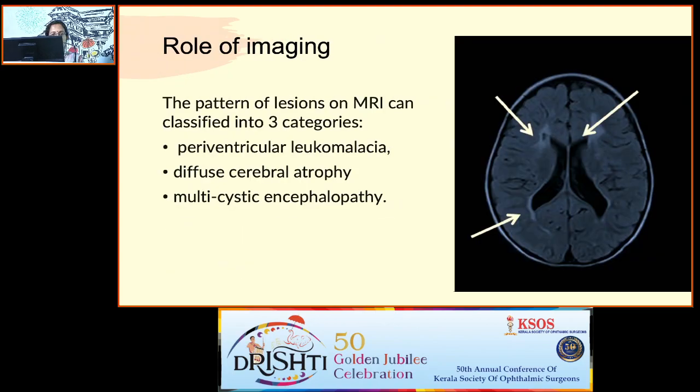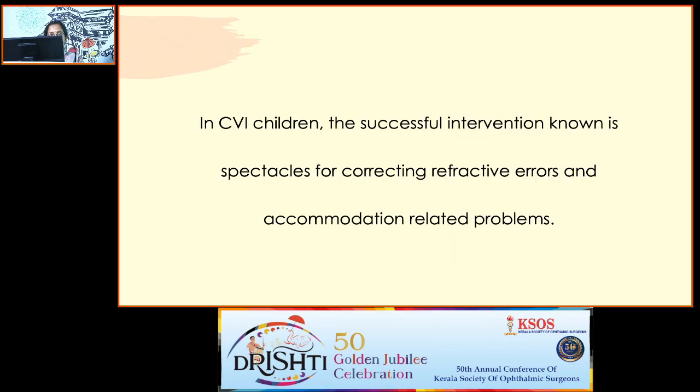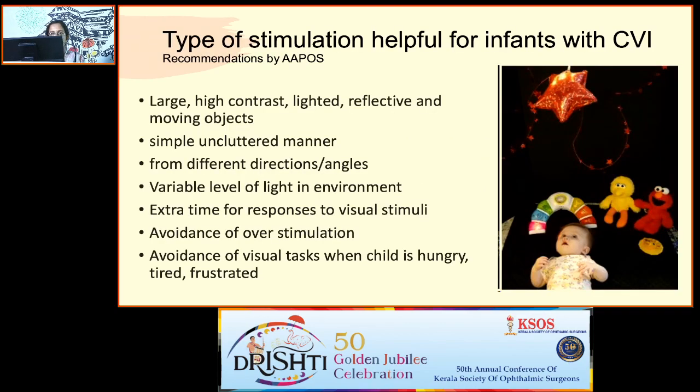Imaging has a definite role. These are the different categories of pattern of lesions which we can expect in imaging. The successful intervention known is spectacles in correcting the refractive errors and accommodation related problems. This is something which requires mention. When you go for visual stimulation exercises in infants with CVI, make use of large, high contrast, lighted, reflective, moving objects in an uncluttered environment from different directions with variable level of light in the environment, and avoid overstimulation, and avoid these when the child is hungry, tired or frustrated.